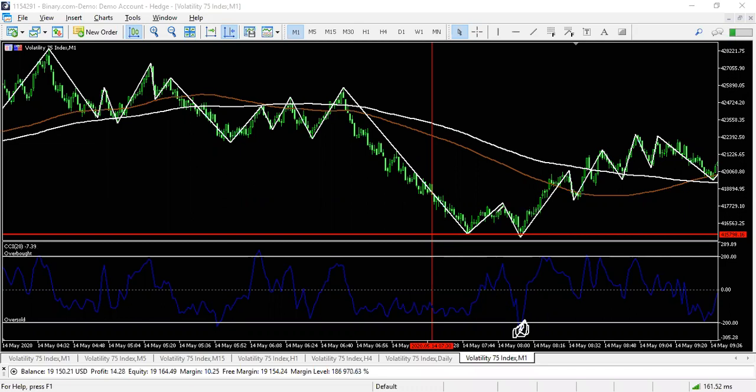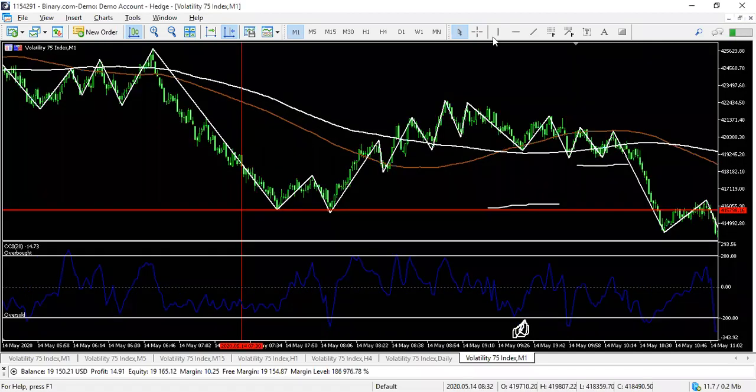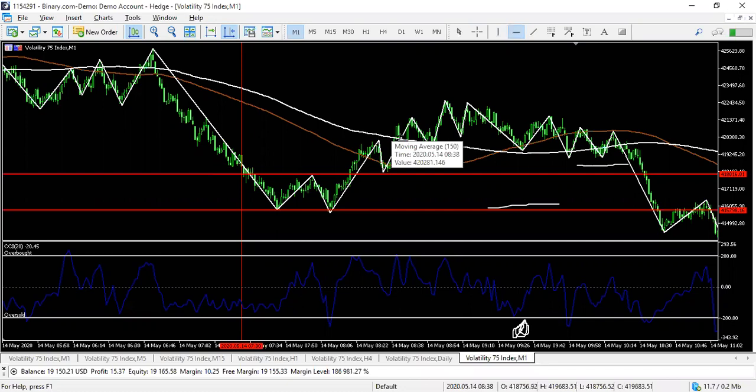An early entry would have been above the double bottom. A late entry would have been above the close of candles above the white and the brown. So whichever entry you took, you could have made some real profit from here and here. Let me try to put lines. You could have taken an early entry here. You could have taken a late entry at this point.